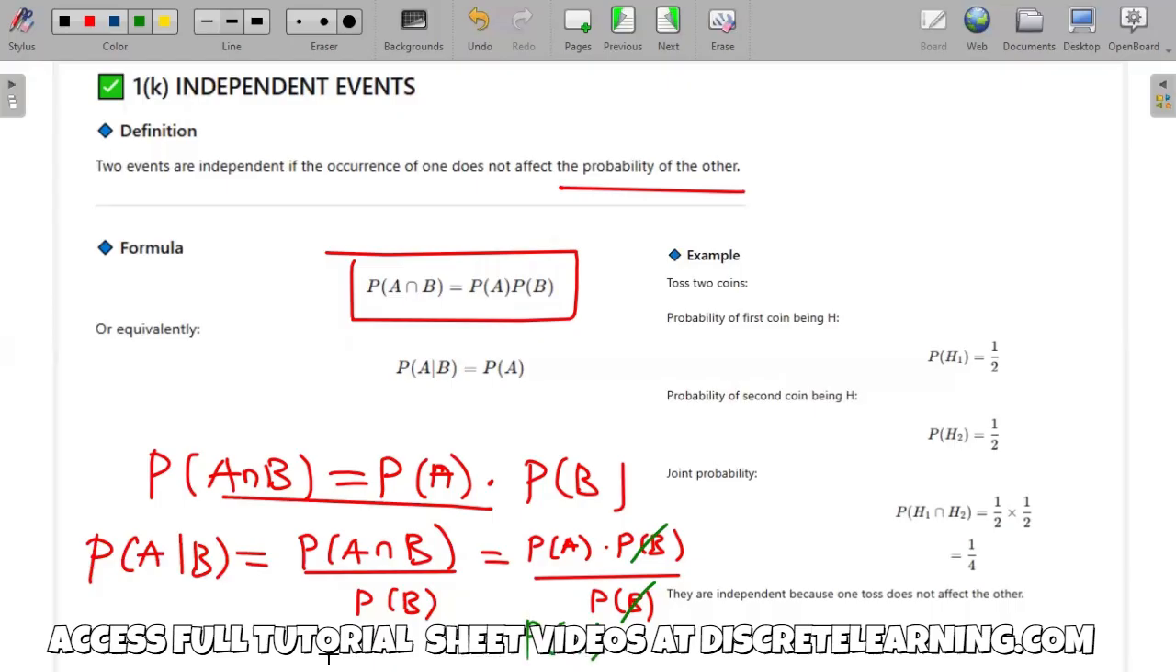A. Sometimes they can ask you to prove that if two events are independent, then the conditional probability of A given B will simply be the probability of what? A. They can ask you to prove this, so this is how you prove it. You just replace this top part, which is the intersection, with the definition of independent events, and then you cancel out the B, and you get your probability of A there. Okay, so I just wanted to mention this.